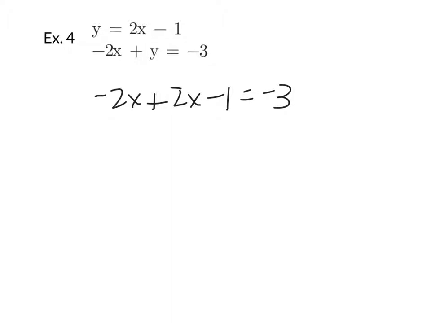When I simplify, oh, look what's going to happen here. Negative 2x plus 2x cancel, so the variable drops out, and we get this expression, negative 1 equals negative 3. Well, of course, negative 1 is not equal to negative 3. So let's talk about what that means. If you're solving algebraically and at some point the variables drop out and you end up with a statement like this that is not true, what that means is that there is no solution. What does no solution mean?